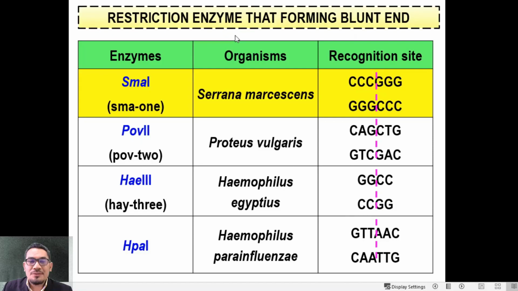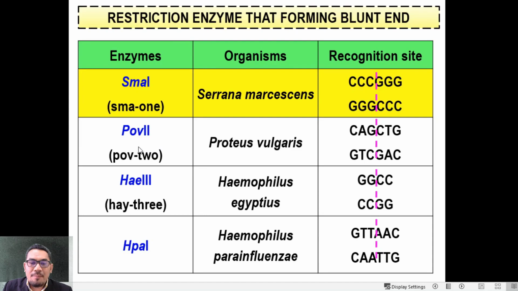This slide shows 4 examples of restriction enzyme that form blunt end. First, SmaI derived from Serratia marcescens. The recognition site is 5 prime CCCGGG 3 prime, and the opposite strand 5 prime CCCGGG 3 prime.